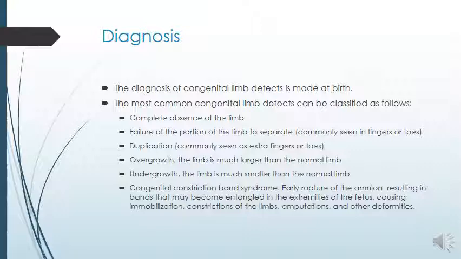Another defect is congenital constriction band syndrome. This happens because of the early rupture of the amnion, resulting in bands that may become entangled in the extremities of the fetus, causing immobilization and constrictions of the limbs, amputations, and other deformities.